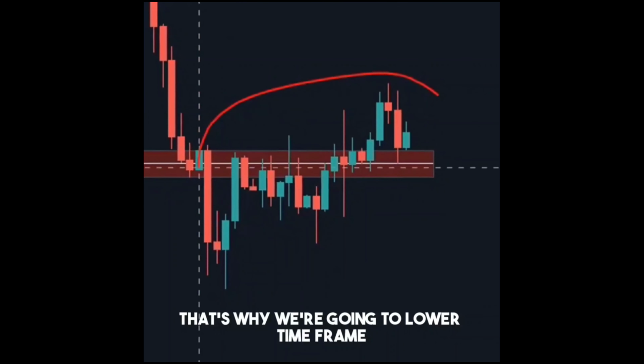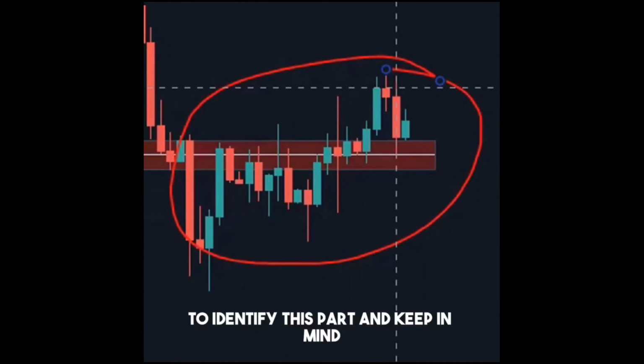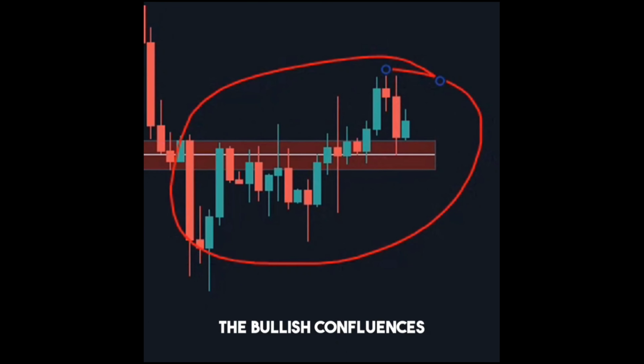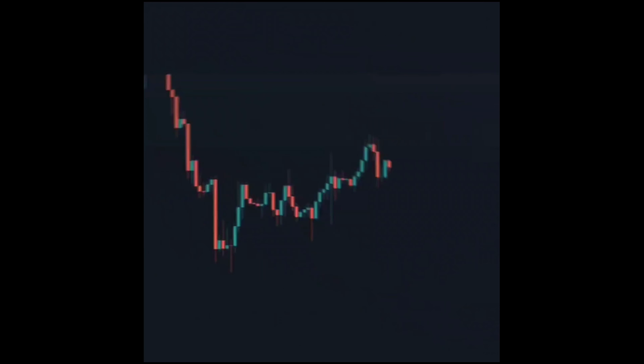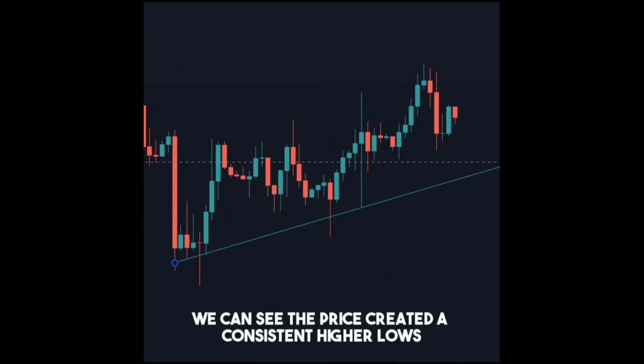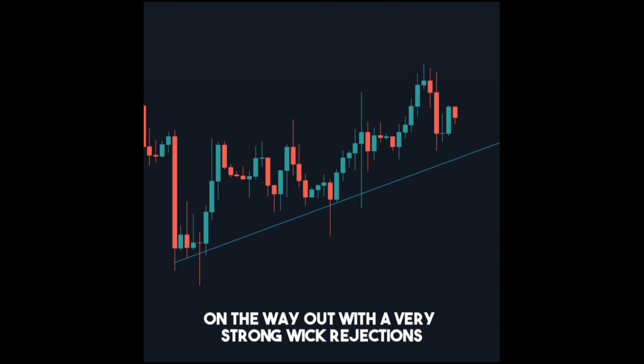That's why we're going to the lower time frame to identify this part, and keep in mind the bullish confluences we have from the higher time frame. Going on to our time frame, we can see the price created consistent higher lows on the way out with very strong wick rejections.